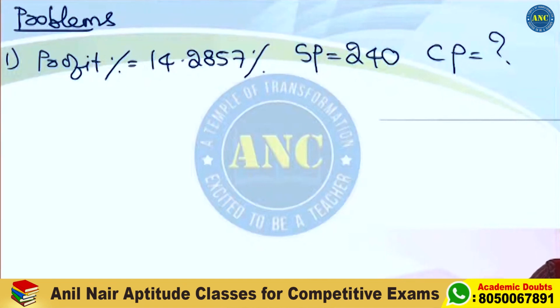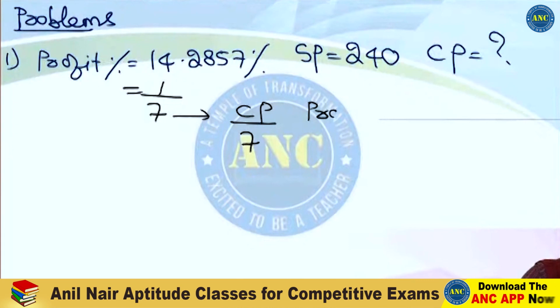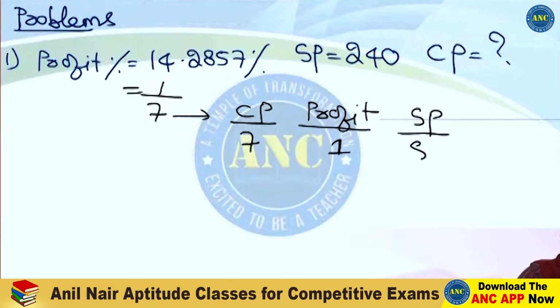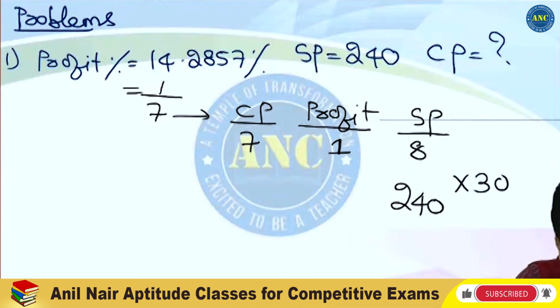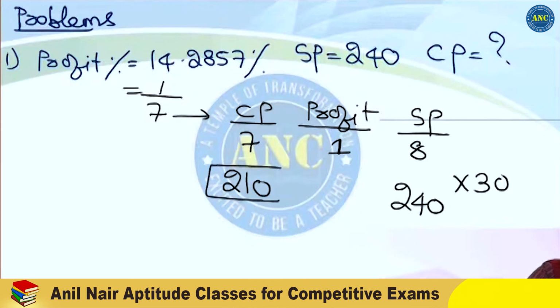14.2857 is nothing but 1 by 7. Denominator is nothing but the initial value, cost price 7. Numerator is nothing but the change, profit is 1. Selling price is cost price plus profit, it is 8. But according to the question, it is 240. 8 into 30 is 240. 7 into 30 is 210. I hope the idea is clear.